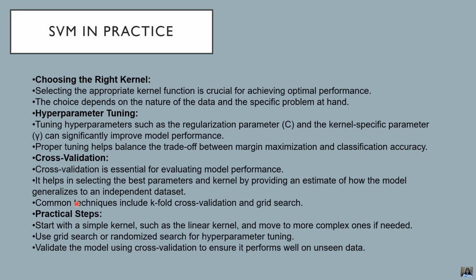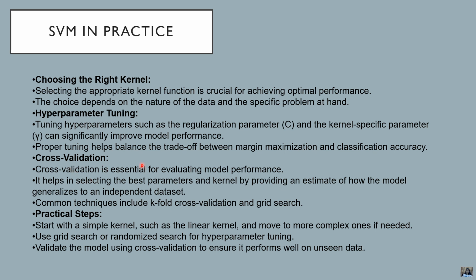SVM in practice: how to use the support vector machine accurately. Choosing the right kernel is important. Selecting the appropriate kernel function is crucial for achieving good output. The choice depends on the nature of the data and the specific problem at hand. Next, hyperparameter tuning. Tuning parameters such as the regularization parameter and the kernel specific parameters can significantly improve the model's performance. Proper tuning helps balance the trade-off between margin maximization and classification accuracy.